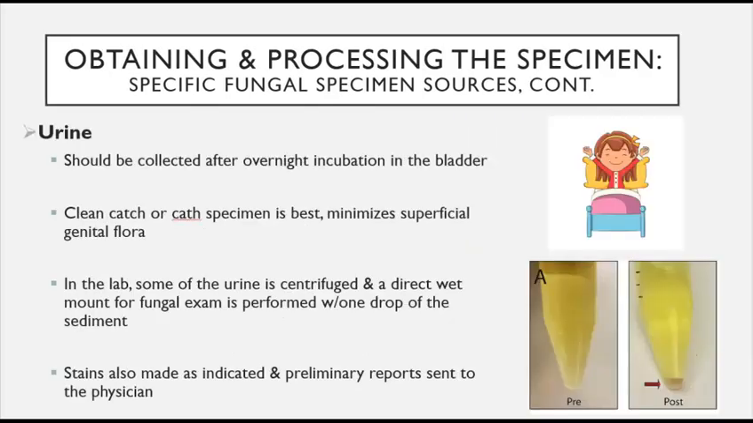Urine specimens for fungal culture should be collected after overnight incubation in the bladder. Clean catch urine specimens are best to minimize superficial genital flora. In the lab, the urine sample is centrifuged and a direct wet mount is made to look for fungal components. One drop of the sediment is used for these examinations. Stains can also be made to look for fungal elements, and preliminary reports can be sent to physicians.